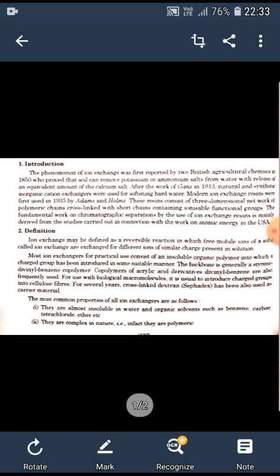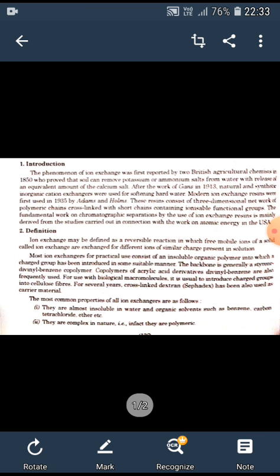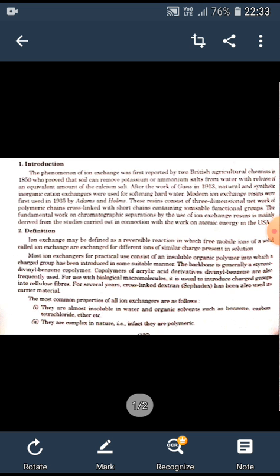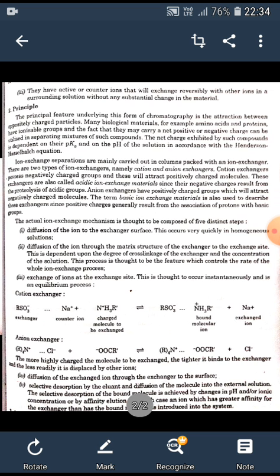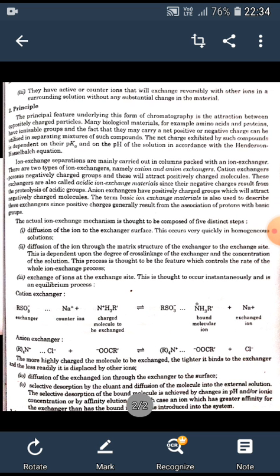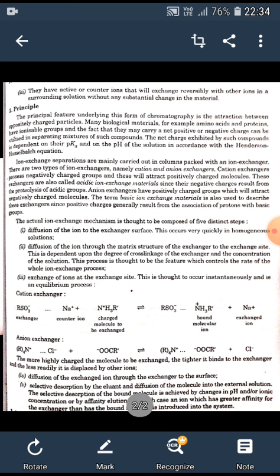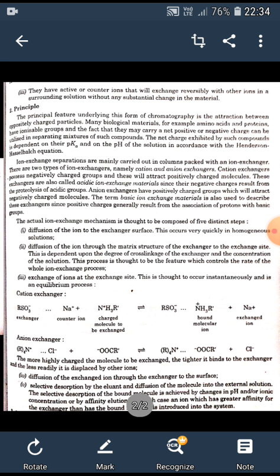The most common properties of all ion exchangers are as follows. They are almost insoluble in water and organic solvents such as benzene, carbon tetrachloride, ether, etc. They are complex in nature. In fact, they are polymeric. They have active or counter ions that will exchange reversibly with other ions in a surrounding solution without any substantial change in the material.